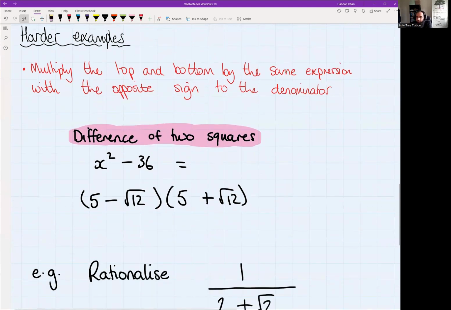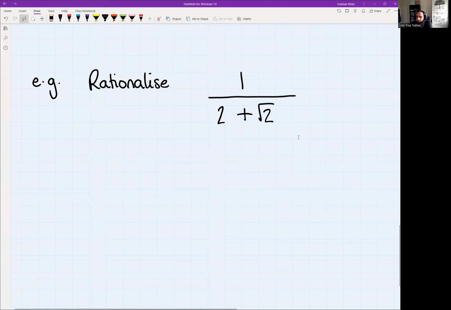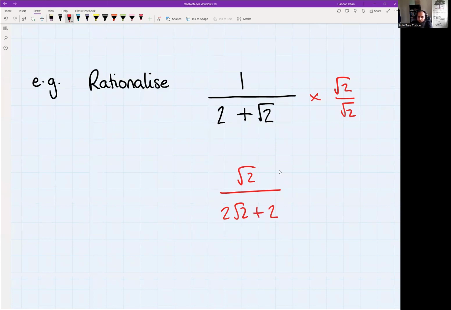Now, these are the ones that I think everybody is struggling on a little bit. So we're going to talk a little bit of theory as well with these ones. So the harder examples are ones where you've got something like this, where you've got an expression on the bottom, and we've got to get rid of this surd. But if we were to multiply it all by a surd, like if I times this by root 2 over root 2, I'm going to get root 2, and then I'm going to get 2 root 2 plus 2. And it's not helpful. So we have to do something to eliminate the surd from the bottom.